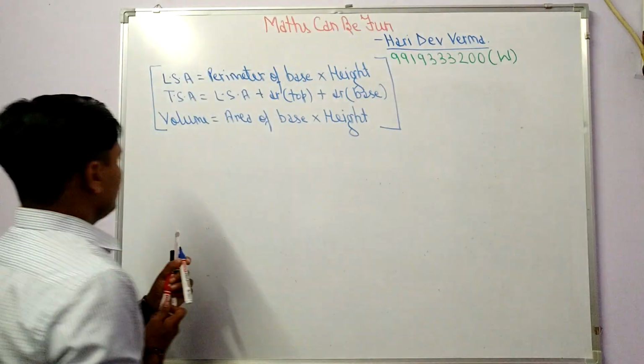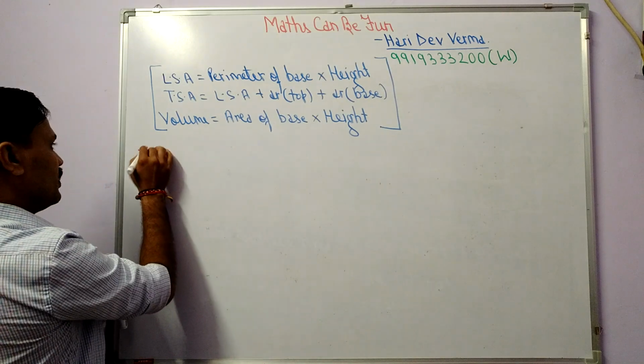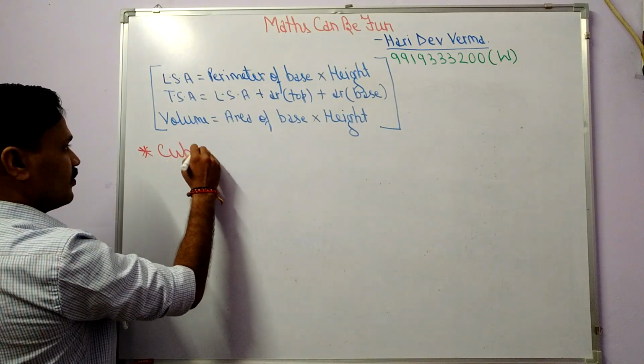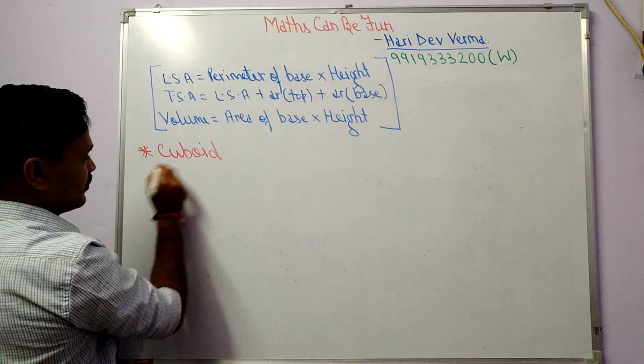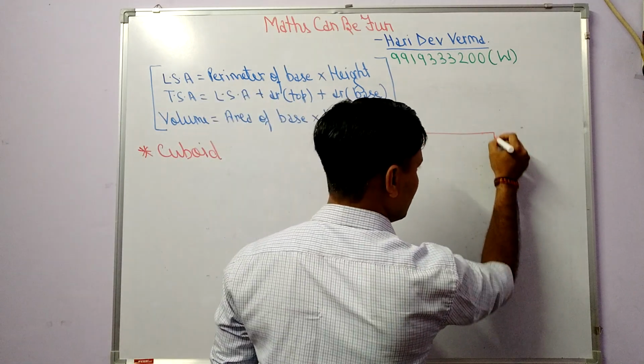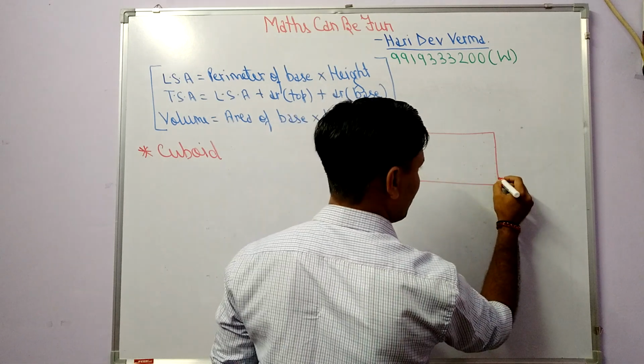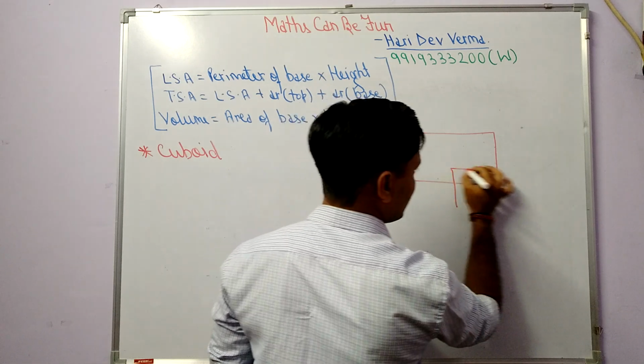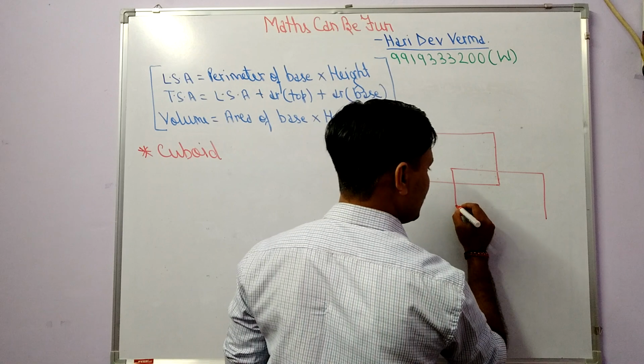So in that sequence, I am going to discuss cuboid. What is a cuboid? Cuboid is made up of rectangles. So we make a rectangle first, then a second rectangle. It also has 6 faces.